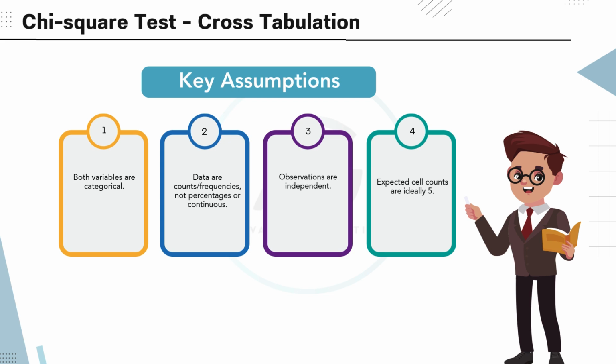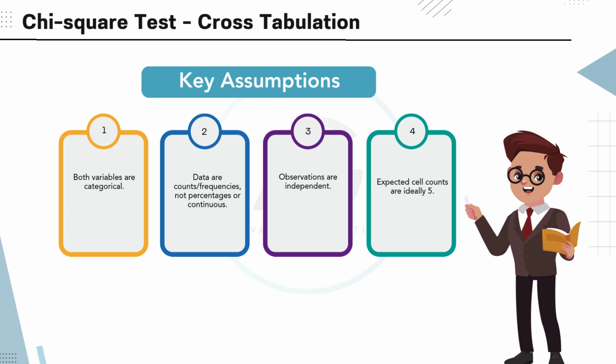4. Expected cell counts should be at least 5. This is a common rule of thumb in chi-square tests. Each cell in your cross-tabulation should ideally have an expected frequency of 5 or more. If you have many small expected frequencies, the validity of the chi-square test is compromised. In such cases, consider using Fisher's exact test instead.